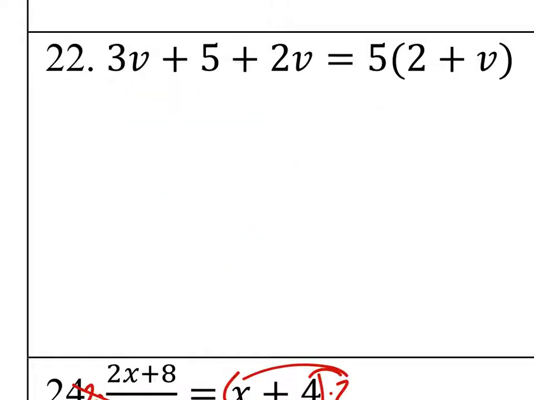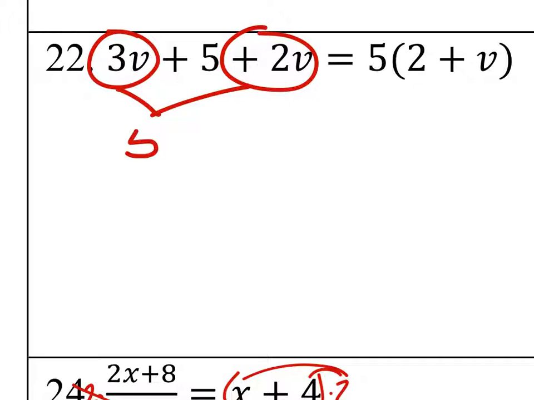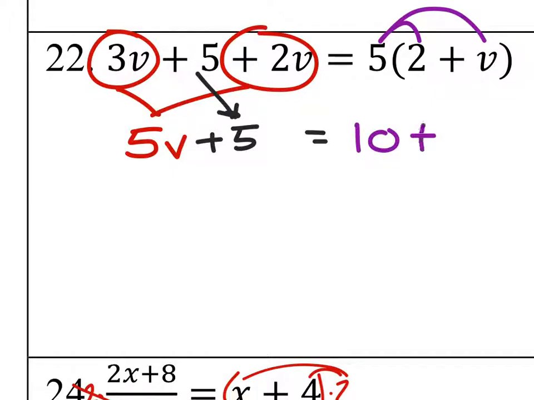Alright, with this one, what I would do first is combine my like terms on the left side. If I had 3 v's and 2 v's, that would give me 5 v's. And then I got this plus 5 right here, and that's the left side of that equal sign. On the other hand, I can distribute this 5 in right here. 5 times 2 is 10, plus 5 times v is 5v.